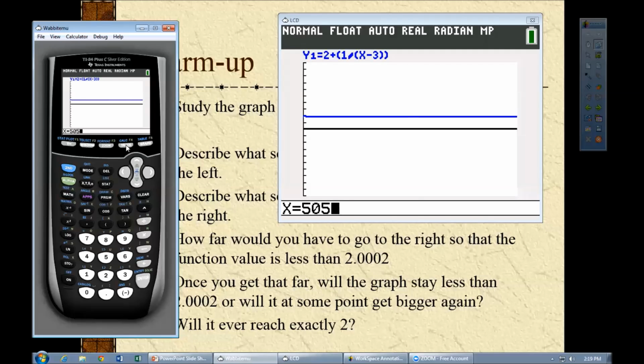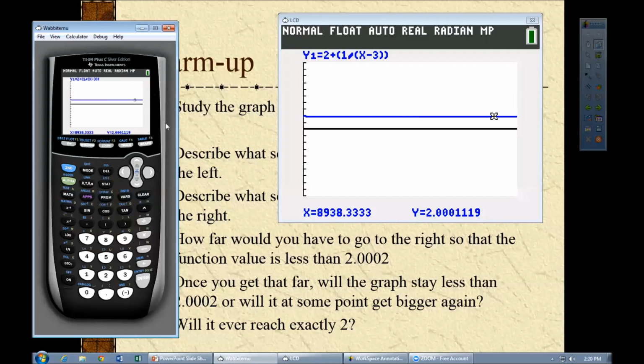So somewhere around 5,060, maybe 5,050, I don't know, let's try a few numbers here. 5,050, oh, it tells us a fraction. 5,051, fraction again. 5,052. 5,053. Well, if we go far enough here, we start getting decimal values. But somewhere around 5,070, maybe 5,050, 5,060, we're going to get a decimal value that is less than 2.0002. Now, once we get that far, we're going to notice that the decimal values stay below that. And in fact, they continue to decrease, but they never go below 2.